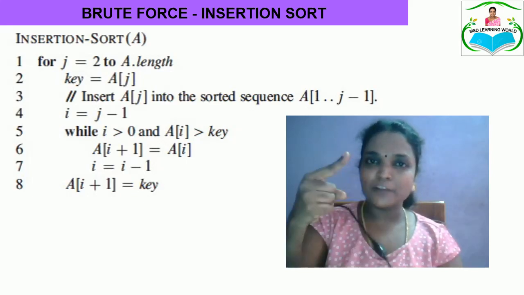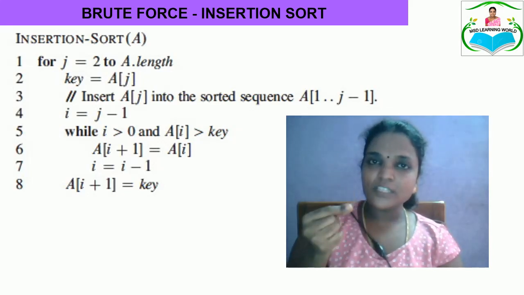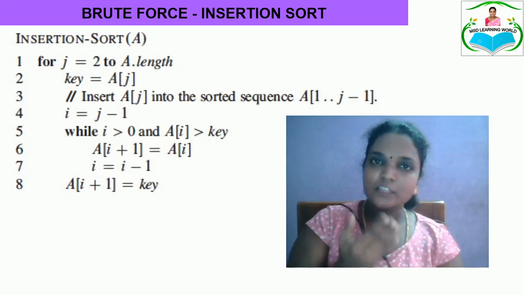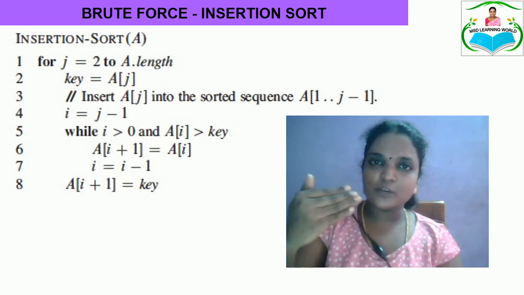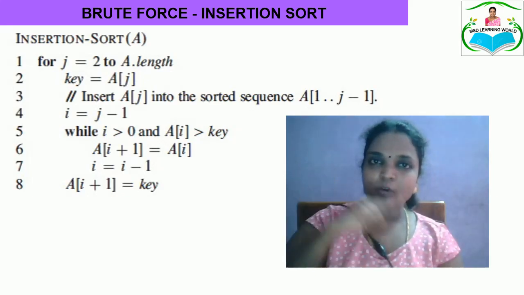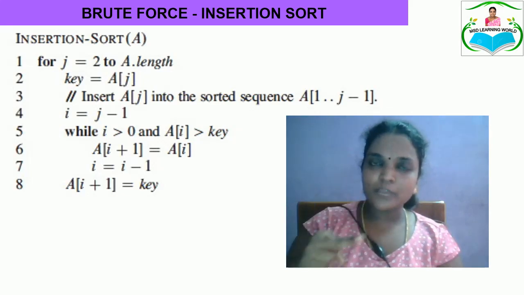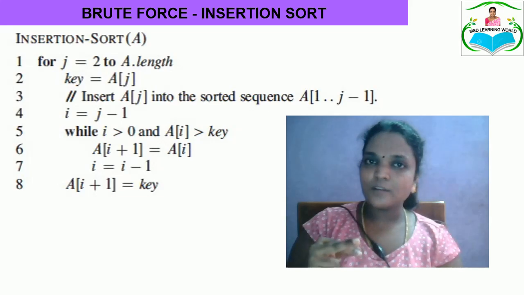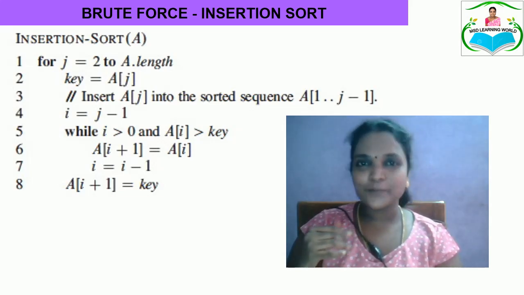Again the j will be incremented to 3. So the third element will be assumed as the key element, and now j is 3. So a of i will be the third element. Now this will be checked with the key, and if the elements present on the left hand side are greater, then again the swapping is done. Then again the j loop is executed. So the outer j loop is going to be executed n number of times until all the elements in the array are sorted. And this is the algorithm of insertion sort using the brute force approach.